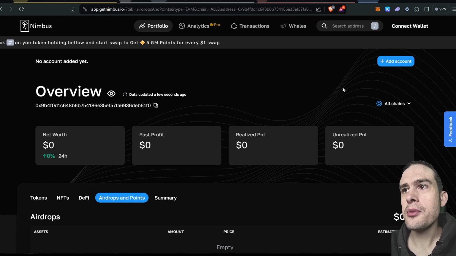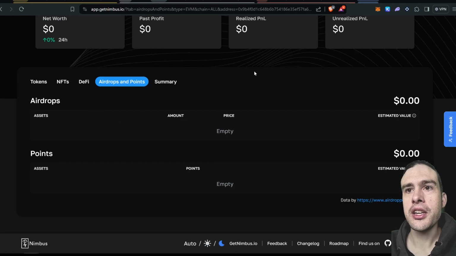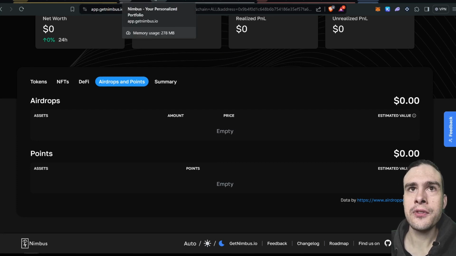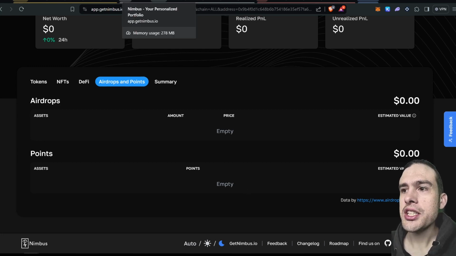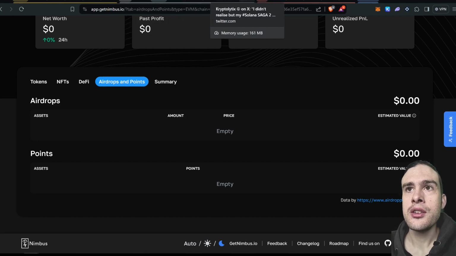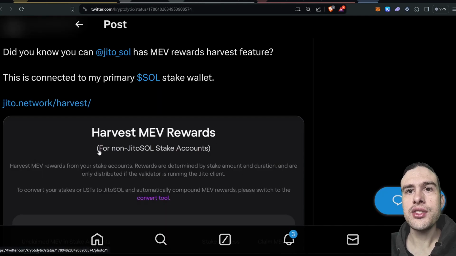It's actually not working at the moment, even in the demo portfolio. Anyway, I actually use Sonar Watch for tracking my on-chain portfolio, but hopefully they integrate airdrop.link. And speaking of Sonar Watch, I was looking at my portfolio the other day and I saw there was a section for claiming MEV rewards using Jito. If you're staking your Solana, you can harvest MEV rewards. I saw it in my main wallet.